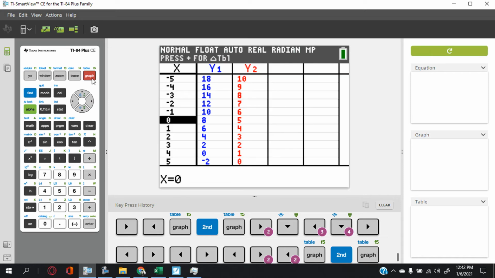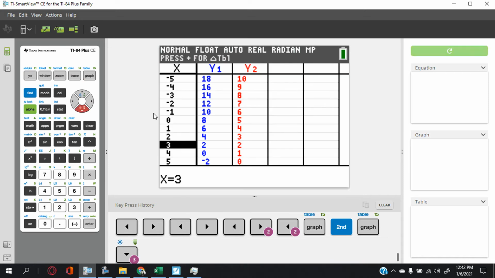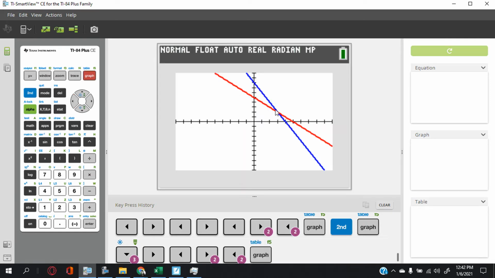So if I go back to the table of values, and I go down to where x is equal to 3, oh, look, there you go. 3 comma 2 for the blue, 3 comma 2 for the red. So they both share 3 comma 2 at the same time, right? And that explains this point right here, okay? So that's the first way.